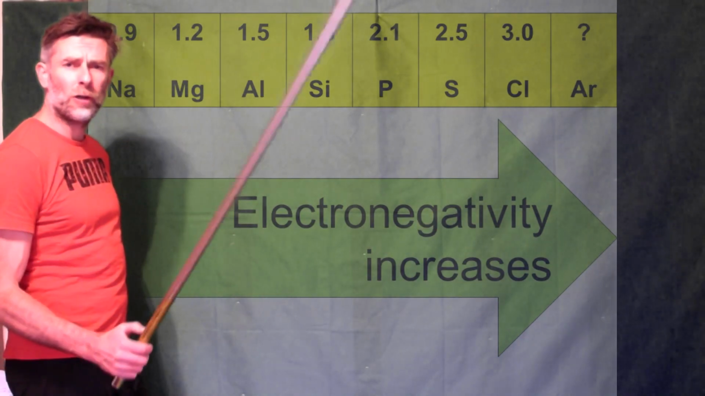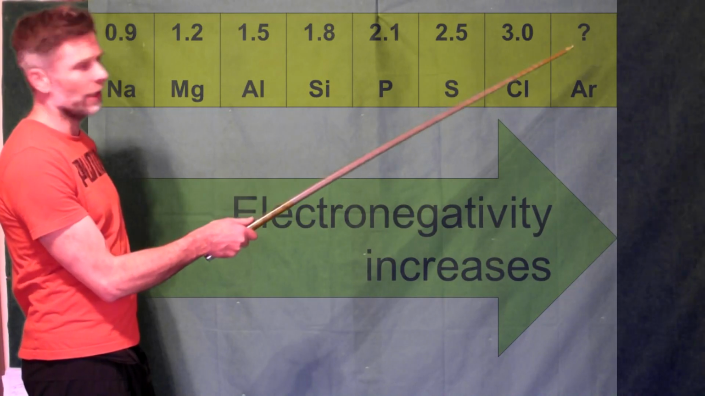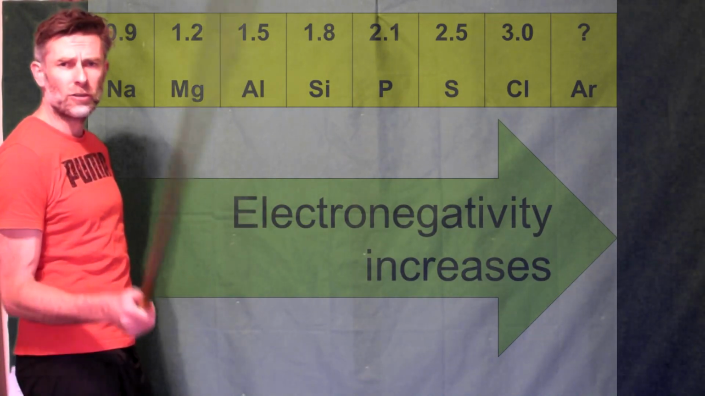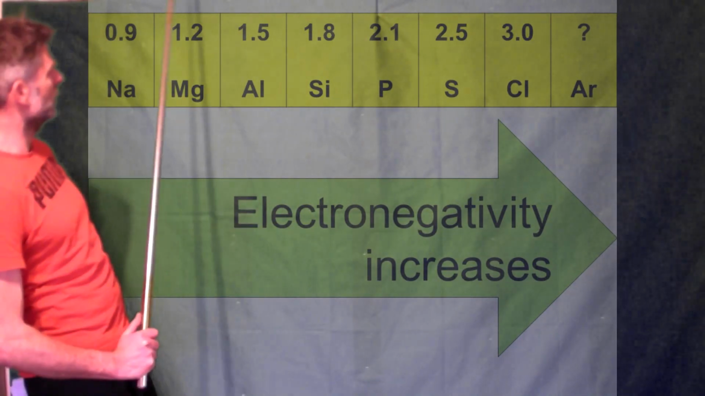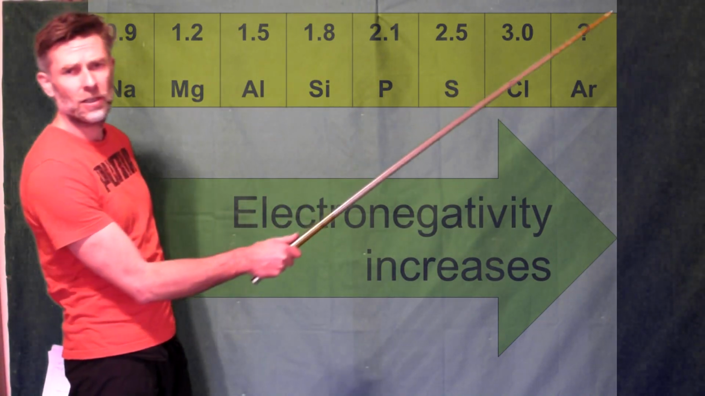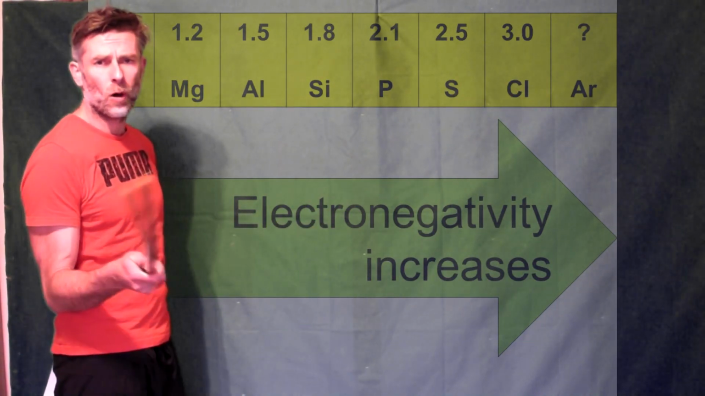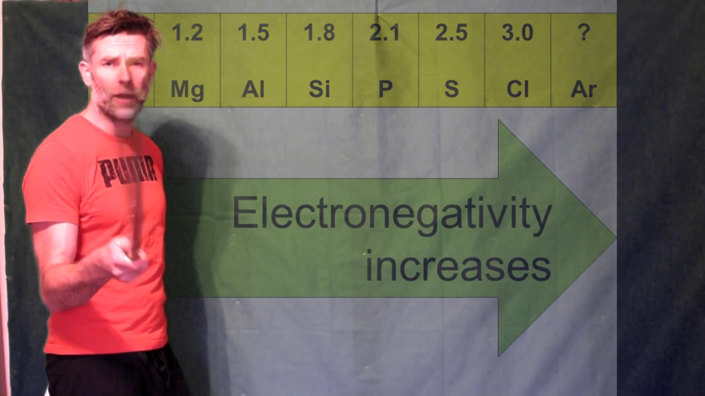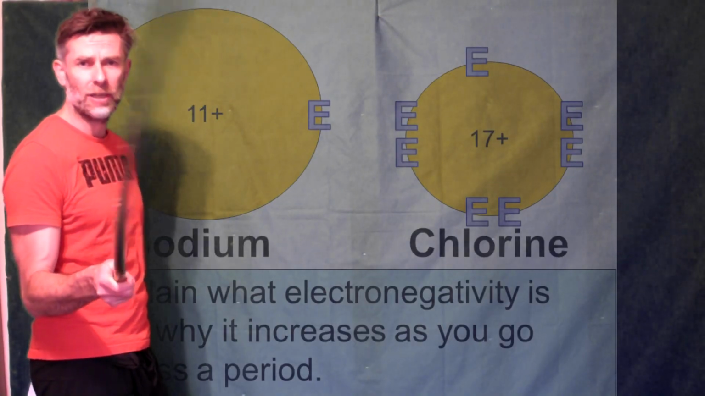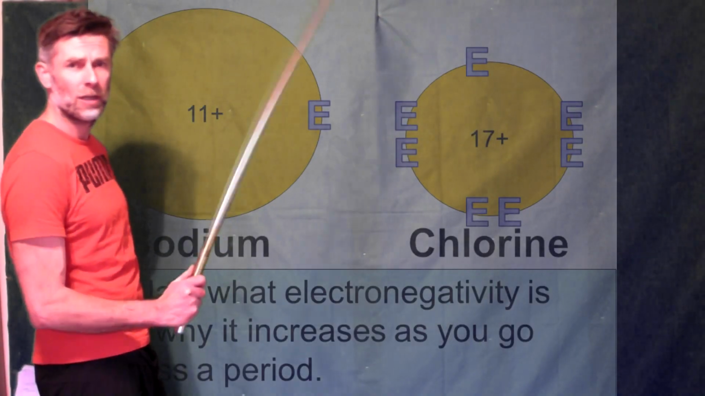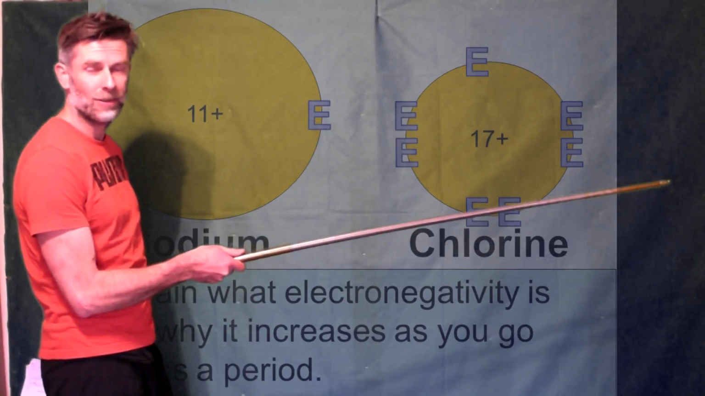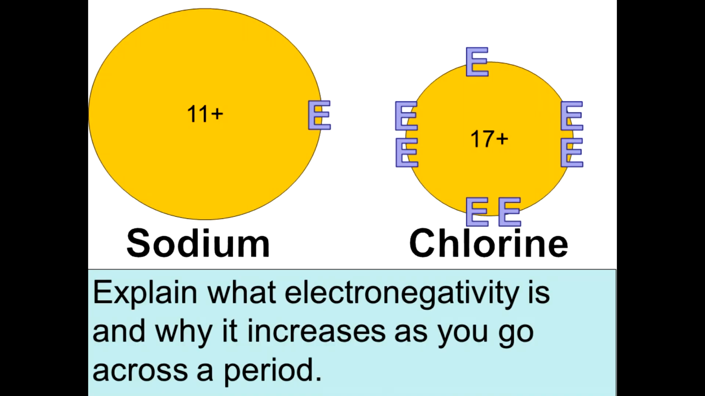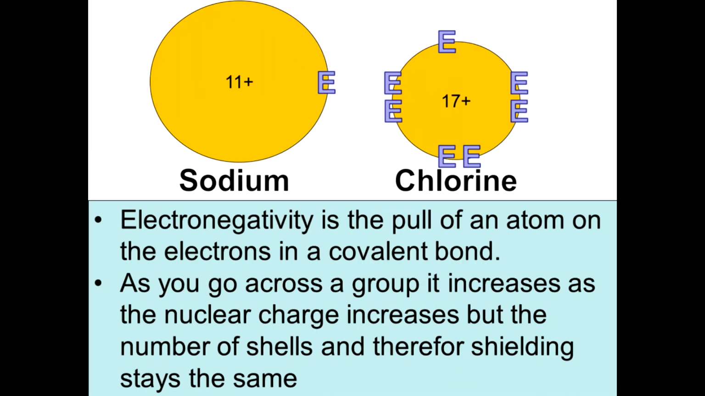Recently you saw that fluorine is the most electronegative element. So it's safe to say that electronegativity increases from left to right. Pause the video, see if you can explain why electronegativity increases left to right. Okay, here are your answers. Increased nuclear charge, but same number of shells.